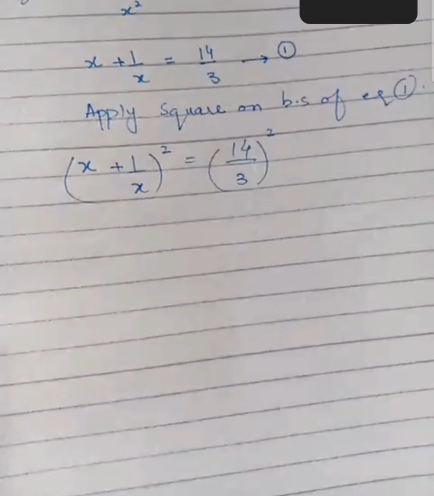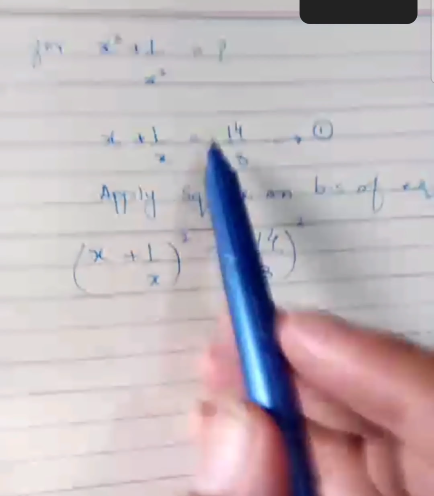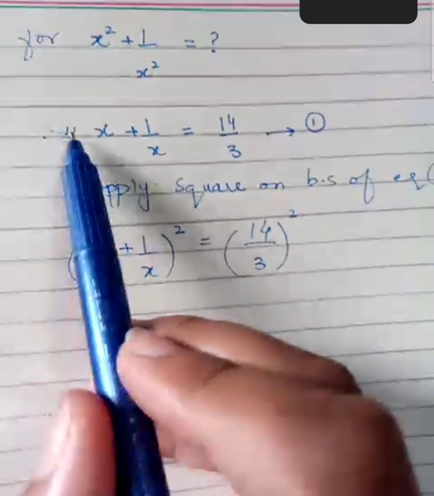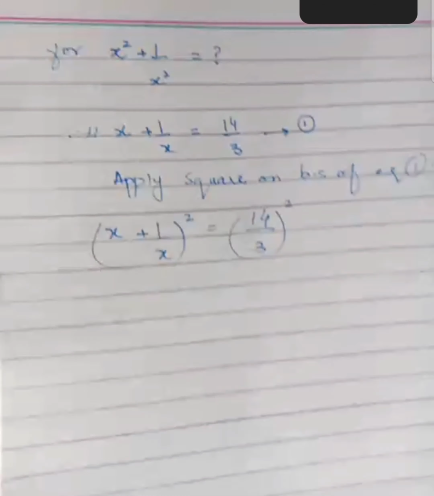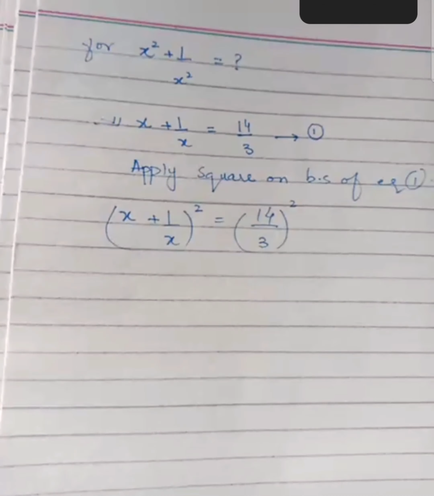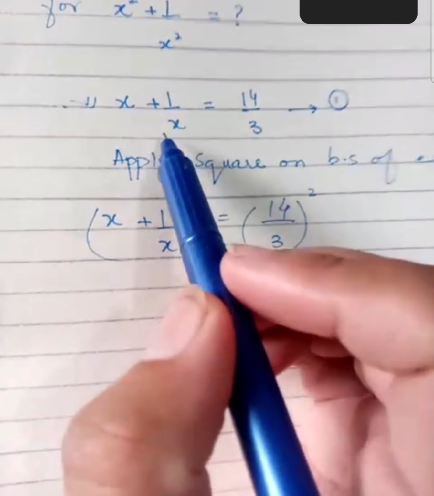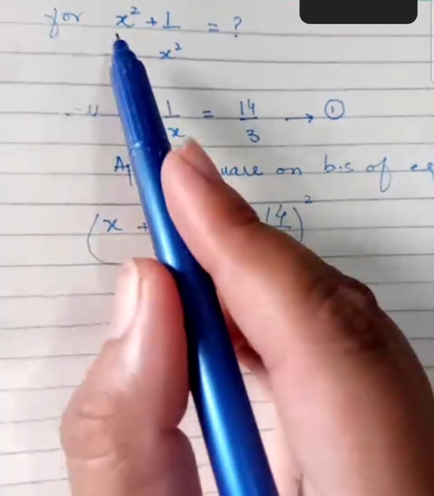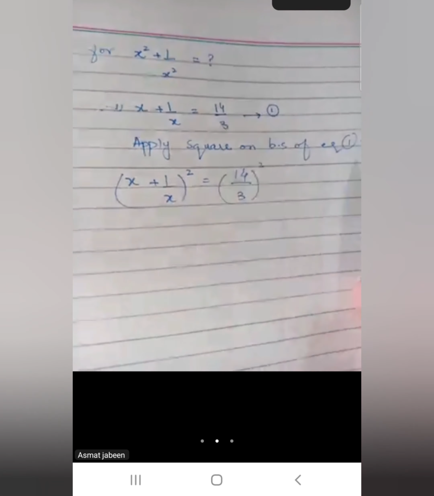Abdullah, are you there in class? Yes, ma'am. X square plus 1 by x square, you have to apply square on equation number 1. This equation number 1 is a reference to solve x square plus 1 by x square as well as x cube plus 1 by x cube. To get the value of x square plus 1 by x square, you will apply whole square on equation number 1. Similarly, to get the value of x cube plus 1 by x cube, we will apply cube on equation number 1.